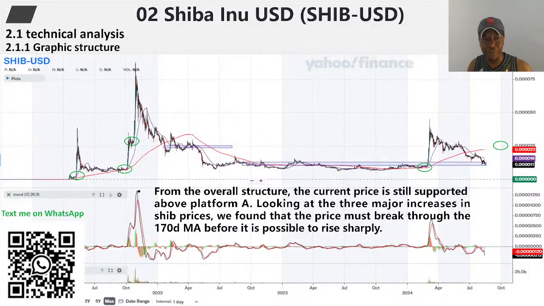You can see that the price has broken below the key support levels, and the MACD is showing bearish signals as well. Low trading volume further supports the idea that there isn't much buying interest in Shiba Inu at the current levels or at the current price.